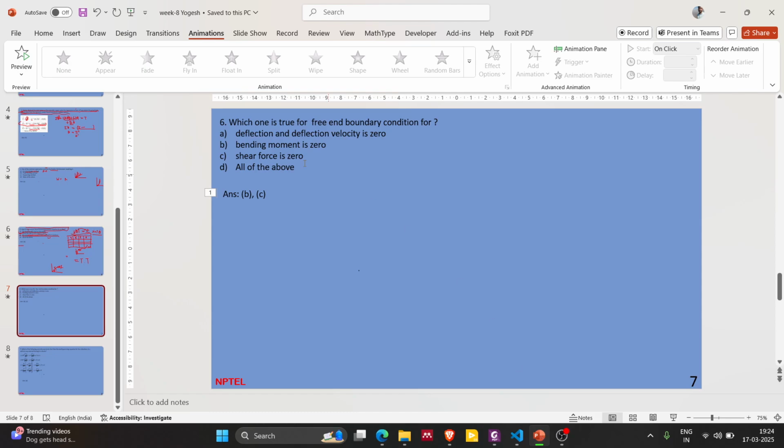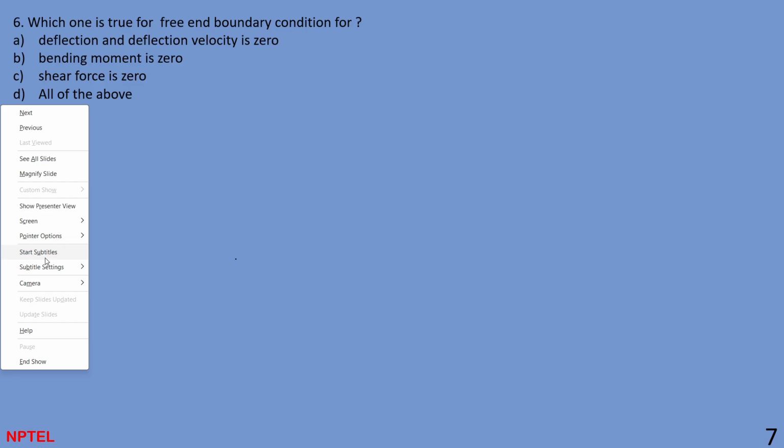And yeah, back to the question. Which one is true for the free end boundary condition? There are three conditions which I already told you. Here they are talking about the free end boundary condition. So what is the free end boundary condition? This is something like a free end boundary condition. So let's say you have a beam.